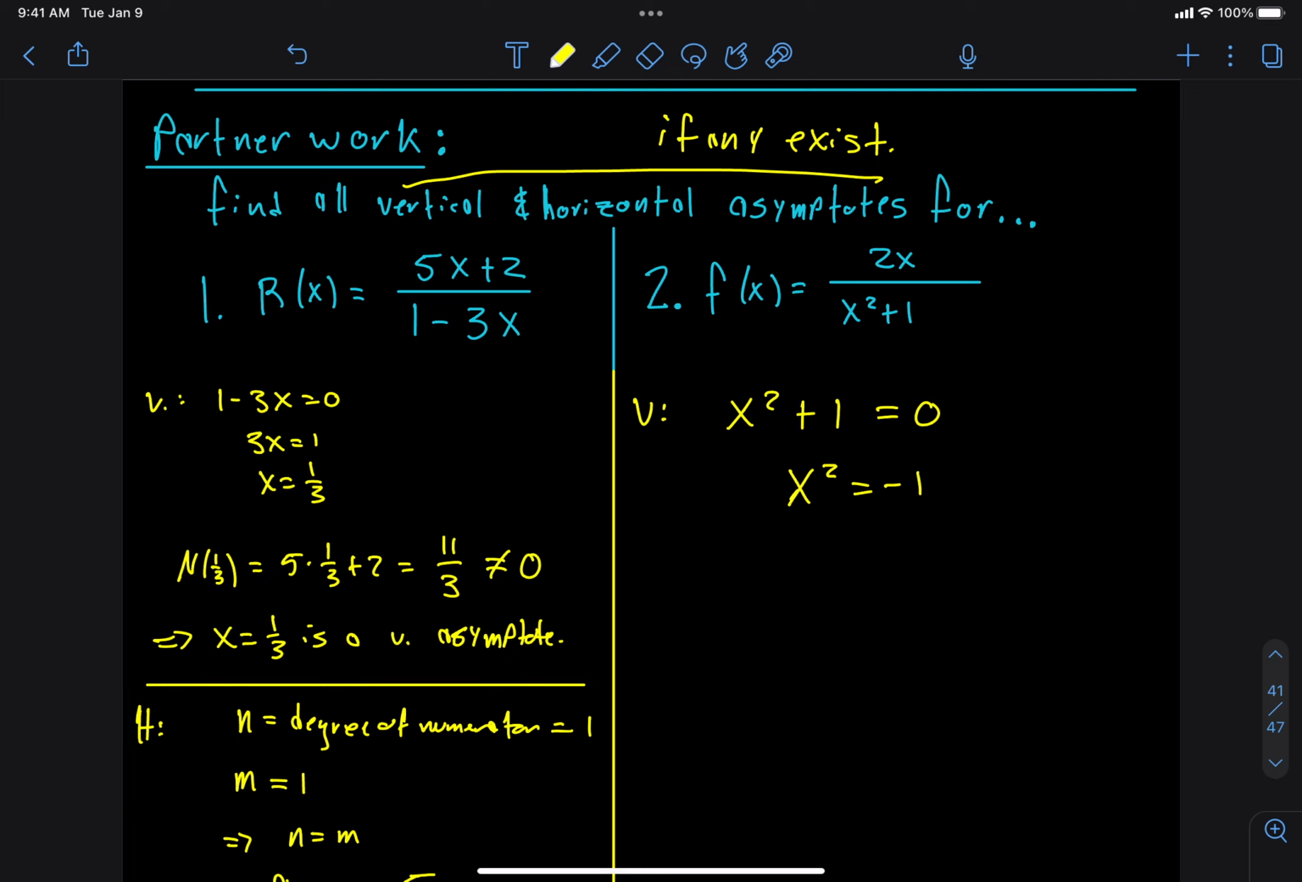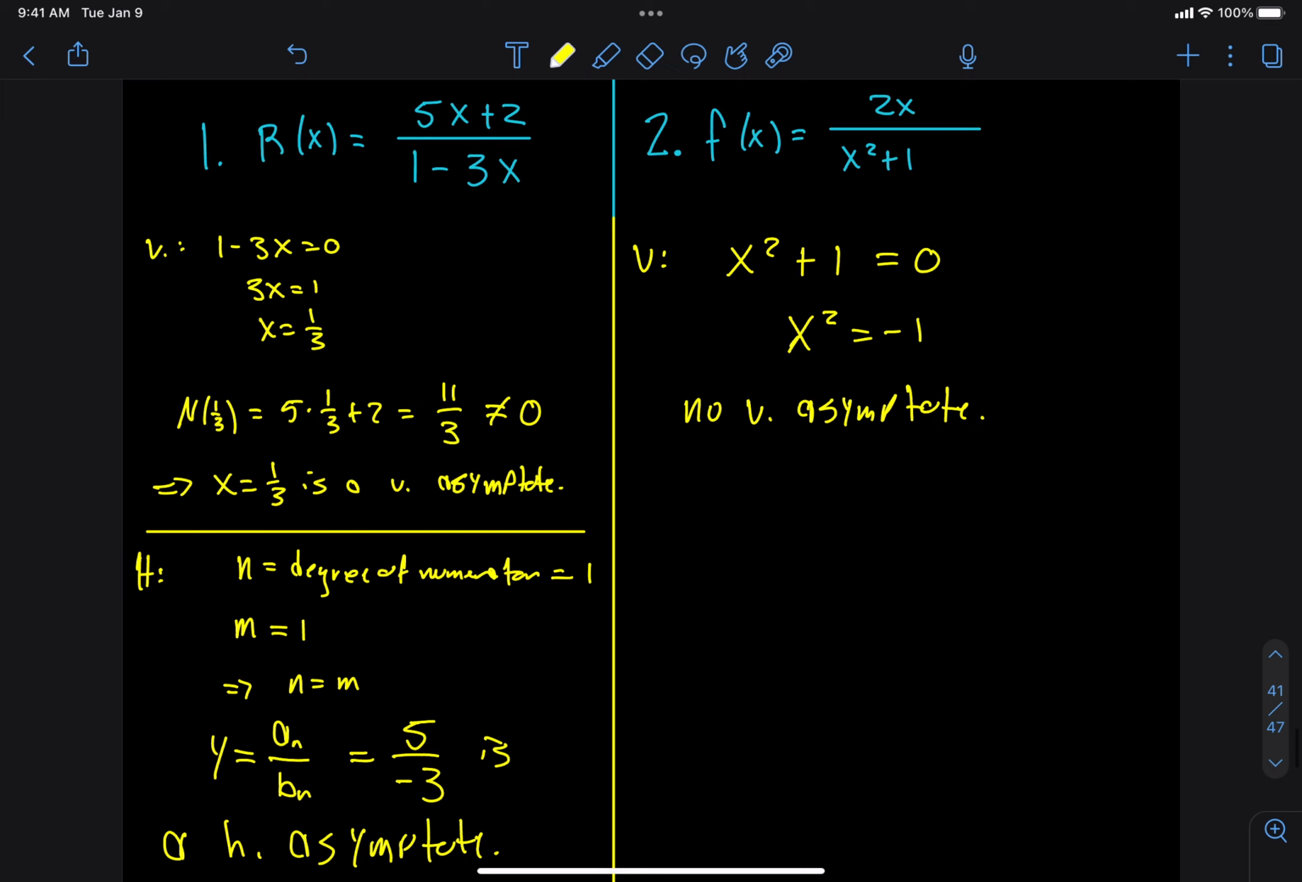I should say, well, I know that anytime the denominator is 0 and the numerator is not 0, I will have a vertical asymptote. I know that the denominator is never 0. What can I then conclude? There is no vertical asymptote, right? Okay, good. So no vertical asymptotes. Interesting.